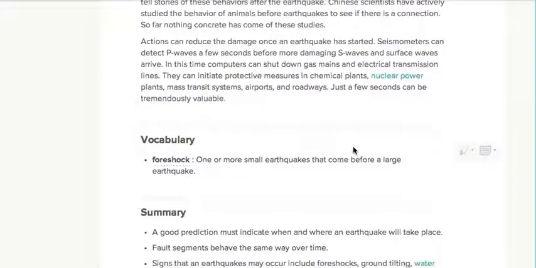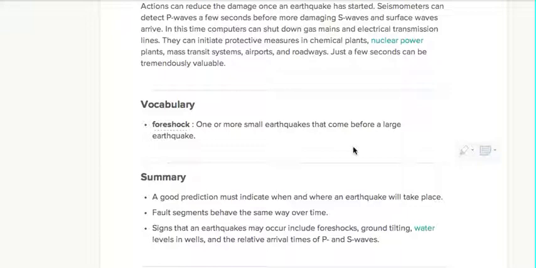Now let's take a look at this vocabulary. Foreshock. These are those small earthquakes that occur before a big one.